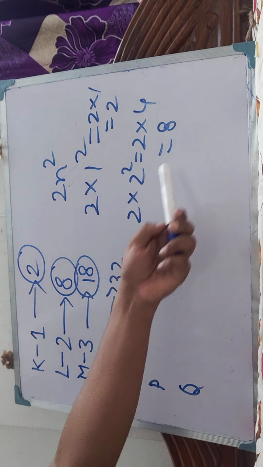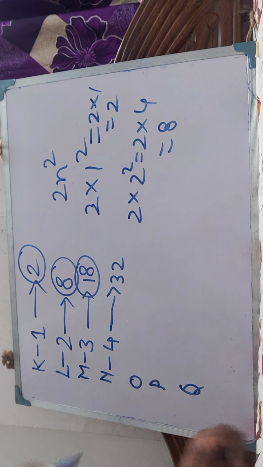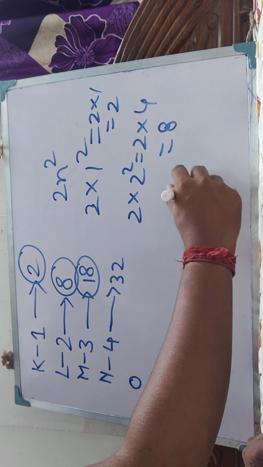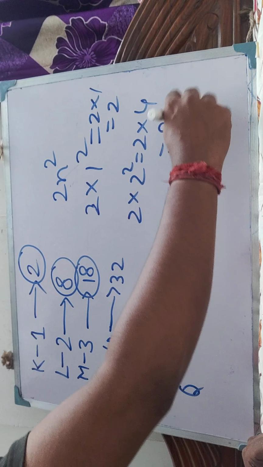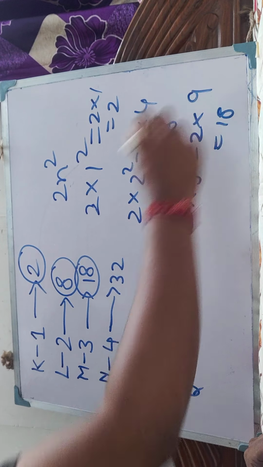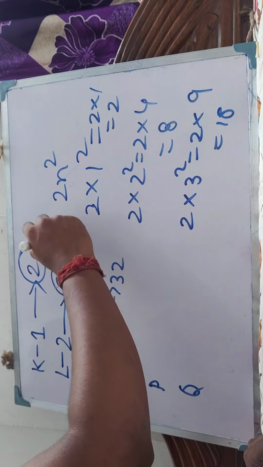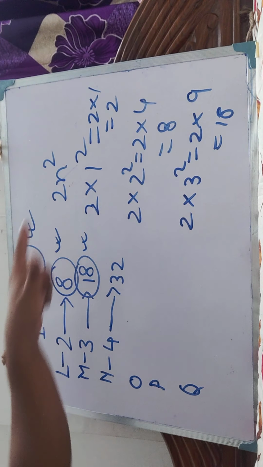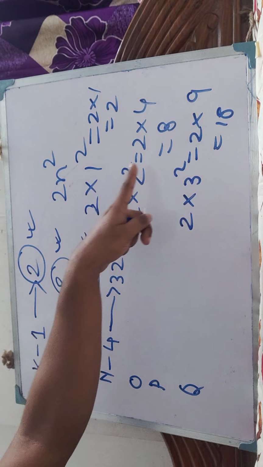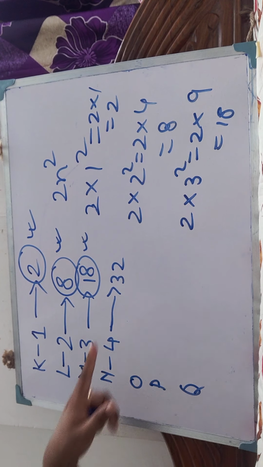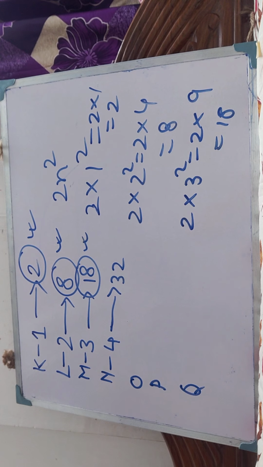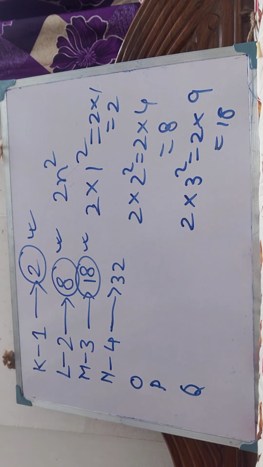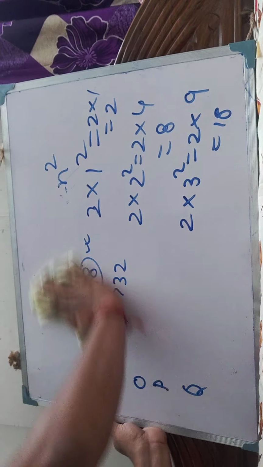In the second orbit, a maximum of 8 electrons can be placed. In case of the third orbit, it will be 2 into 3 square, that is 2 into 9, which is equal to 18. So that is how these numbers are coming. For the first orbit, the value of n is 1. For the second orbit, n is equal to 2. For the third orbit it is 3, for the fourth orbit it is 4, and so on. This is how the 2n square rule works, and this is how orbits can be filled up.